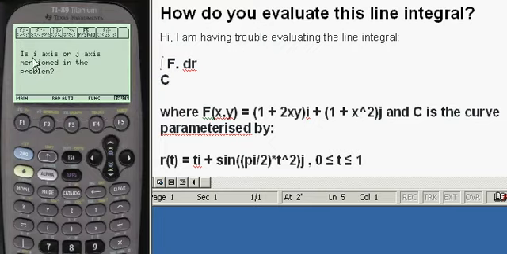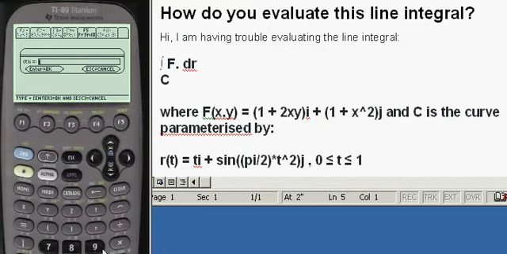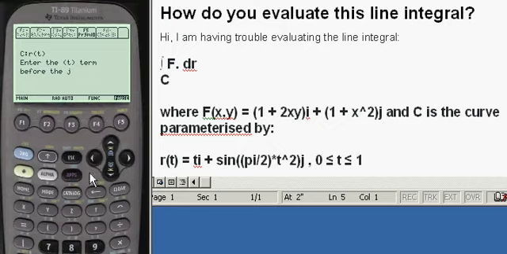But they do mention I and J in the problem. So here's I and J. We're going to say yes to that, and we're going to enter the term before the I, which is t. So we'd enter alpha T normally. Alpha T. And then we're going to enter the term before the J. Well, here it is over here.